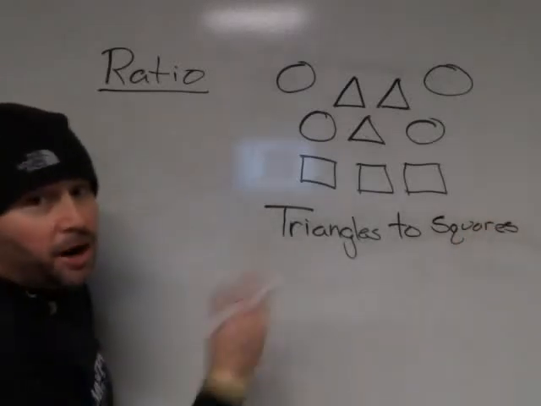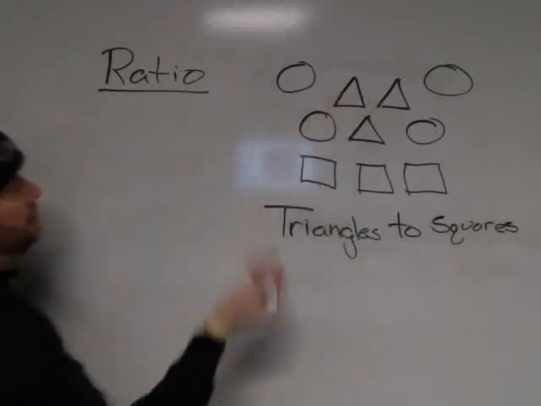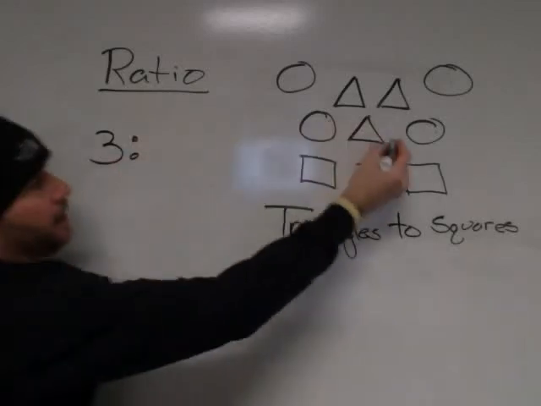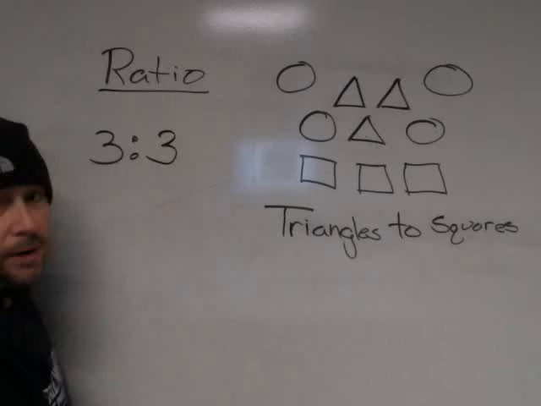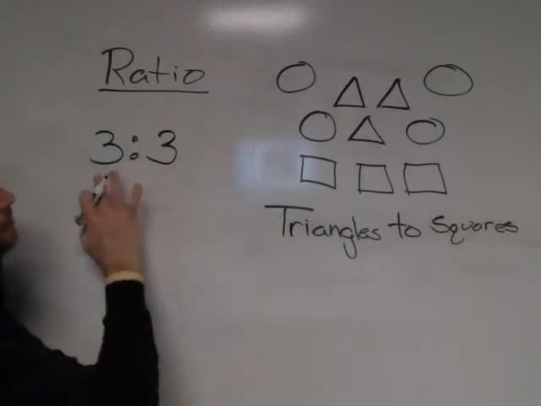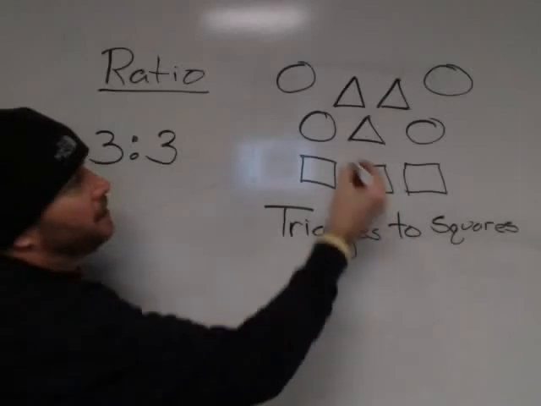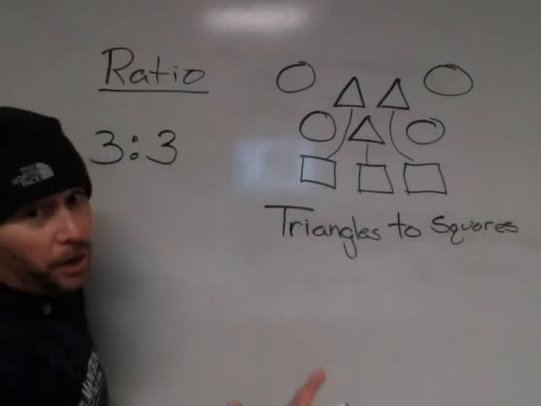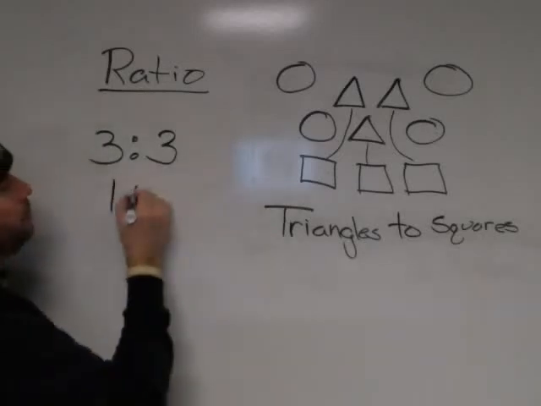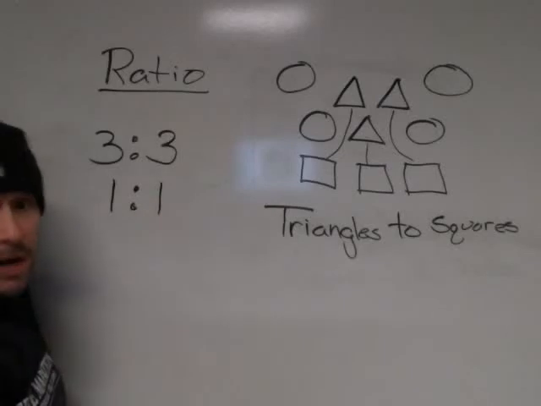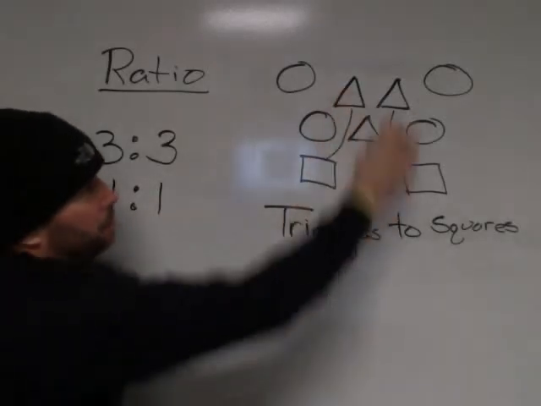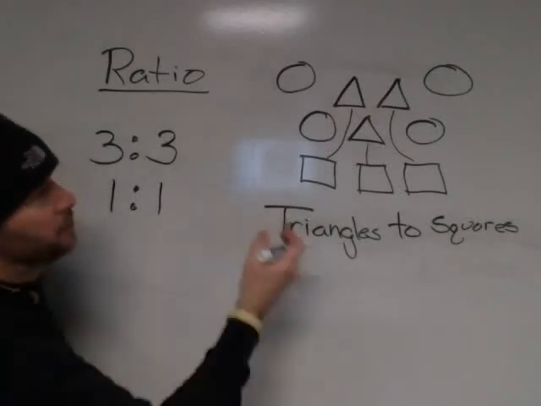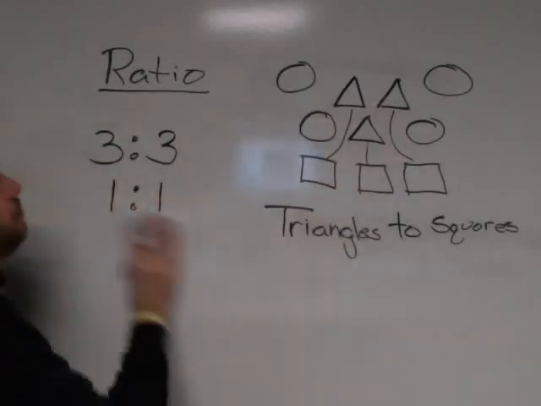If I wanted to compare triangles to squares, what I could do is I could say, okay, I have 3 triangles and I have 3 squares. Now this ratio, you'll notice, is a 1-to-1 ratio. That means that for every 1 triangle you have, it matches up to 1 square. So that would give you what is known as a 1-to-1 ratio. Okay? They match up completely, 1-to-1. All right? And so that's kind of a neat concept to understand, especially when you're looking at ratios.